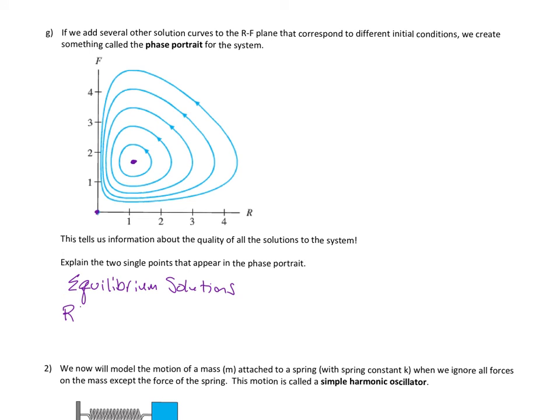So we know that R of t equals 0 and F of t equals 0. This is one equilibrium solution. If you start with 0 rabbits and 0 foxes, you will stay there for all time. And the other one was R of t equals 10/9 and F of t equals 5/3. So that was another way that the rabbits and foxes can live in a state of equilibrium. If you have 10/9 rabbits and 5/3 foxes, you will always have that many.